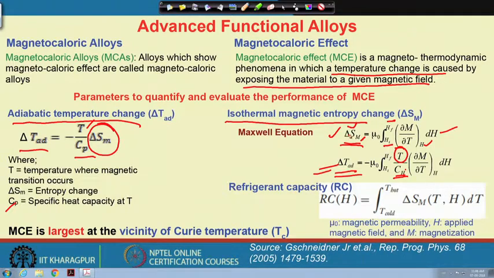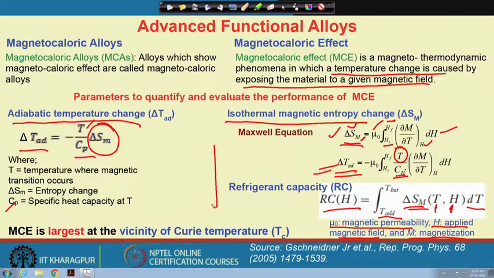Now, we also need to estimate the refrigerant capacity of the material. Rc, the refrigerant capacity at a given field, is the integration between the hot and cold junction of delta Sm, which is a function of temperature and field, times dT. Here mu 0 is the magnetic permeability, H is the applied magnetic field and M is the magnetization. So, these are the three major important parameters to characterize a magnetocaloric material, whether it be a metal, an alloy or a ceramic.